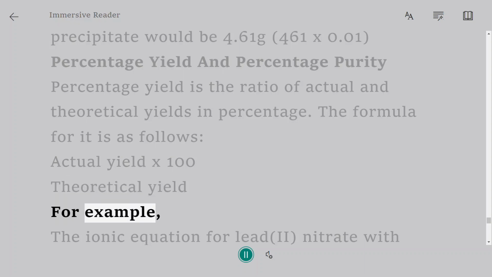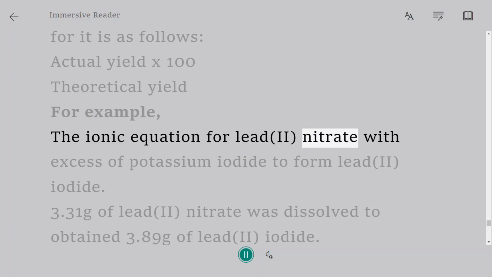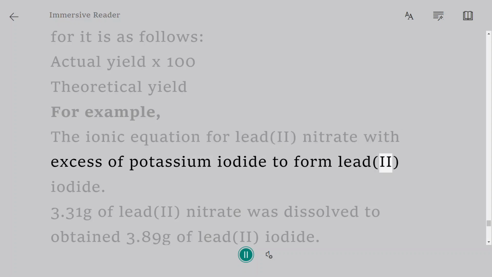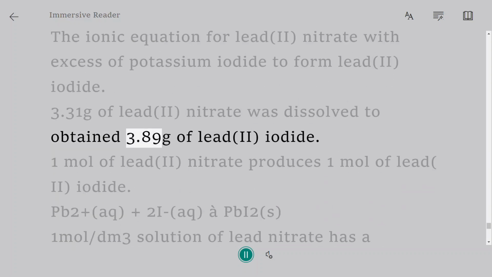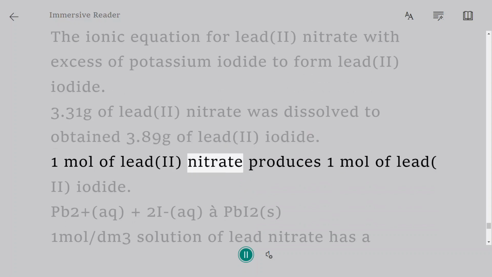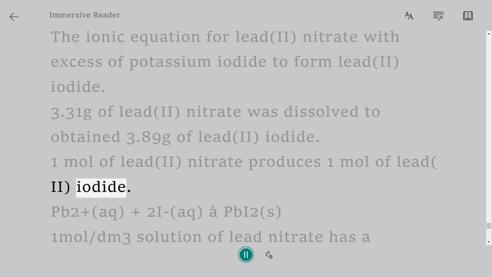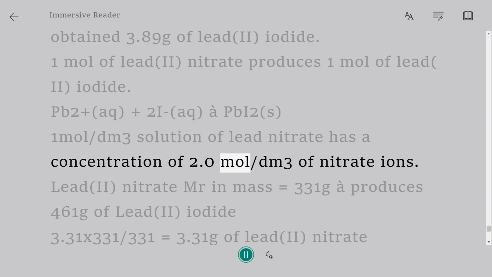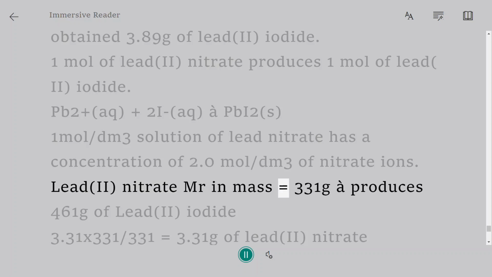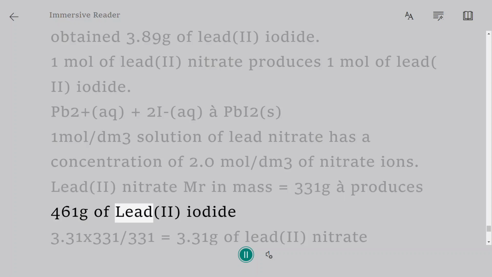For example, the ionic equation for lead(II) nitrate with excess potassium iodide to form lead(II) iodide. 3.31 g of lead(II) nitrate was dissolved to obtain 3.89 g of lead(II) iodide. 1 mole of lead(II) nitrate produces 1 mole of lead(II) iodide. Pb2+(aq) plus 2I-(aq) gives PbI2(s). A 1 mole/dm3 solution of lead nitrate has a concentration of 2.0 mole/dm3 of nitrate ions. Lead(II) nitrate mass equals 331 g and produces 461 g of lead(II) iodide.